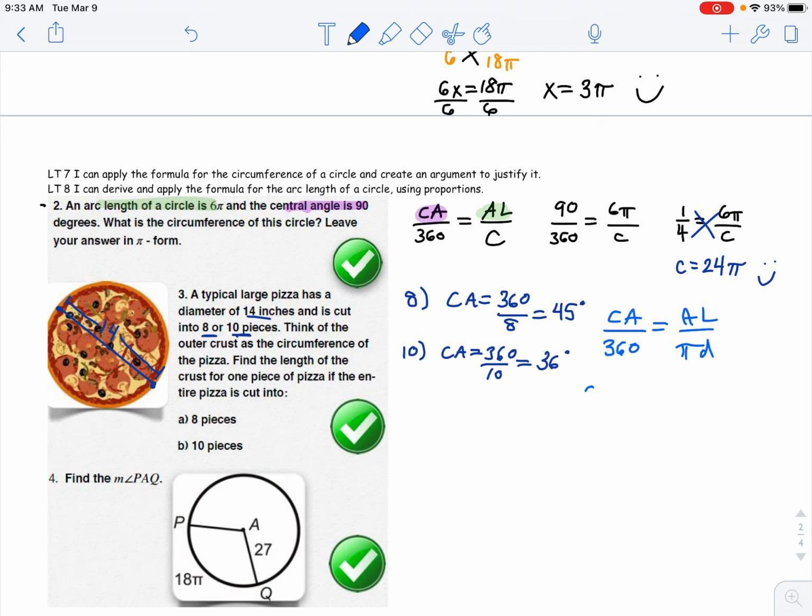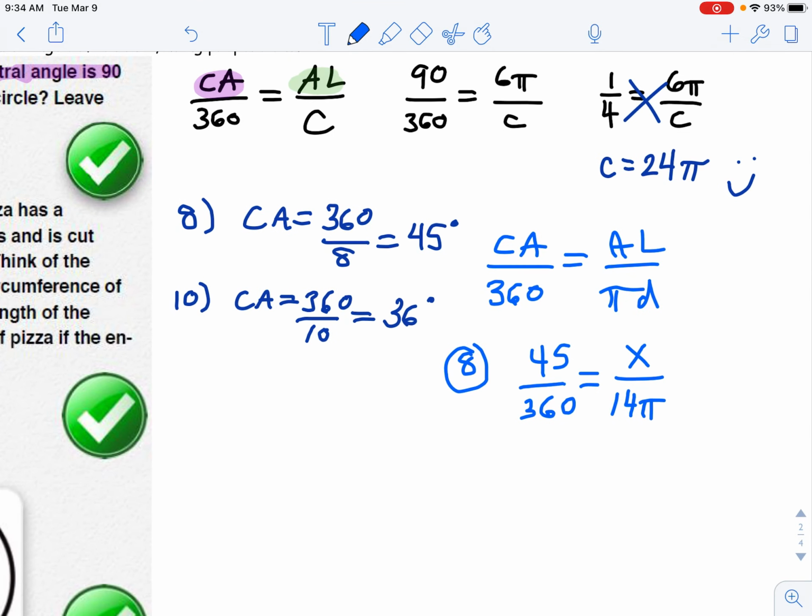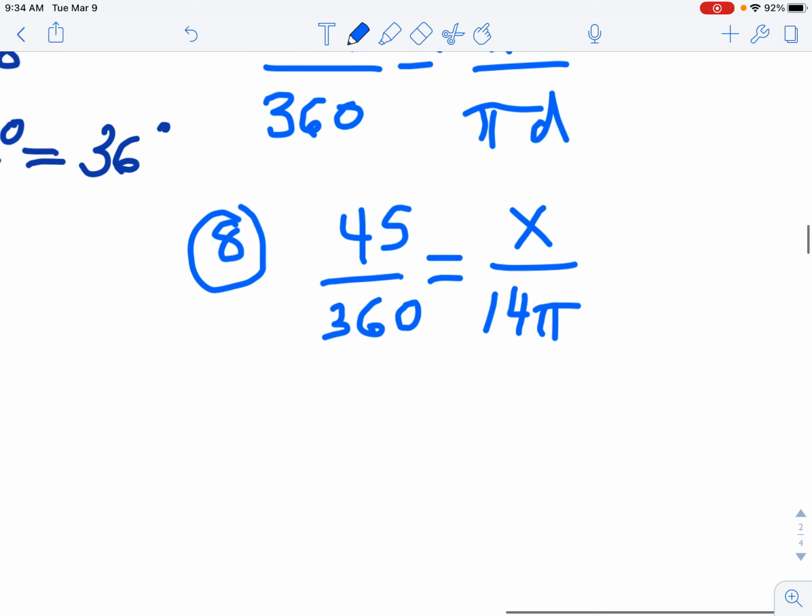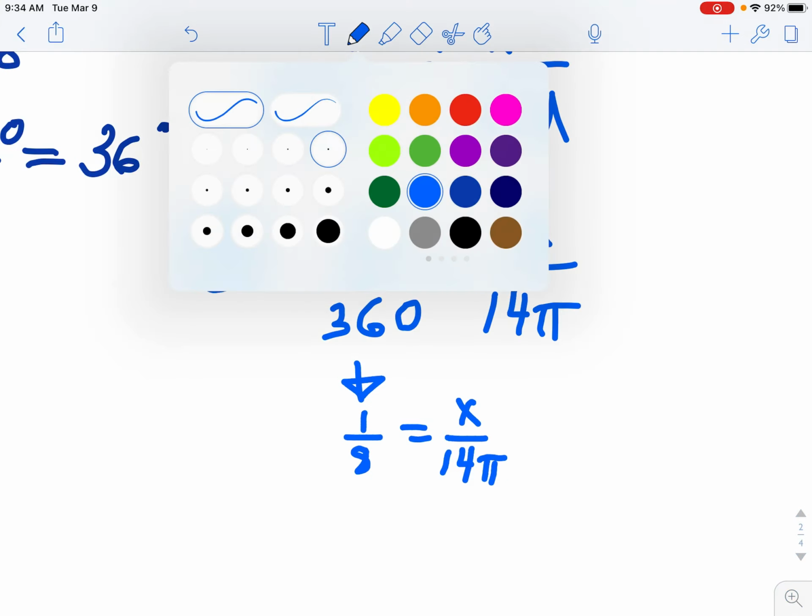All right, so in case number 1, let's just do 8. We'll circle 8 right there. It's gonna be 45 over 360. Arc length is what we're solving for, and it's gonna be 14 pi. Now, something that hopefully makes a little bit of sense is 45 over 360. We already said we're cutting 8 pieces. It simplifies to 1/8 equals x over 14 pi.